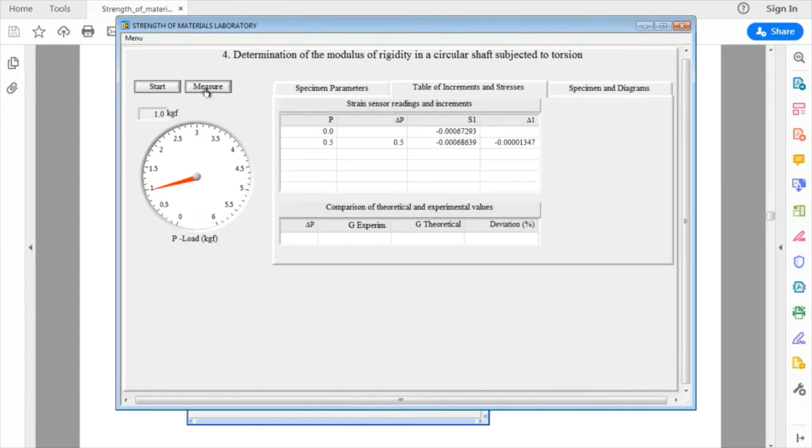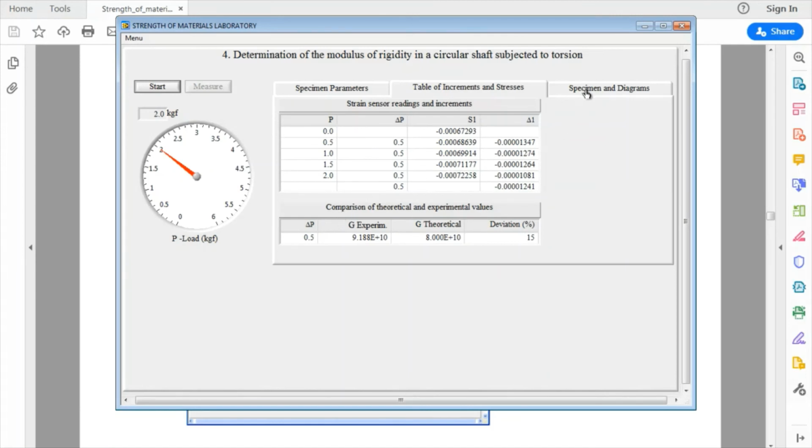So the total weight is 1, measure, and as I add loads there will be some moment applied to the arm so that we can measure the values of strains and stresses. A third 0.5 kg, total is 1.5, and another 0.5 kg, so that total is 2 kilograms, and measure. So this is the end of the experiment.